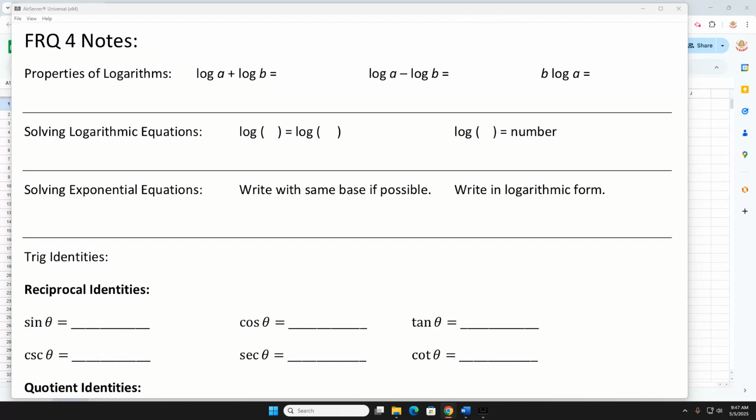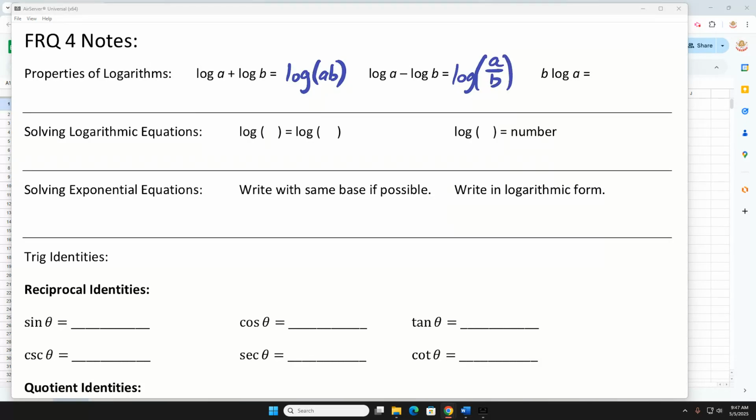So if you have two logarithms that are separated by addition, what do you use to bring them together? Multiplication. So this is the same as log of A times B. All right, what about subtraction? What do you use to bring them together? Division.